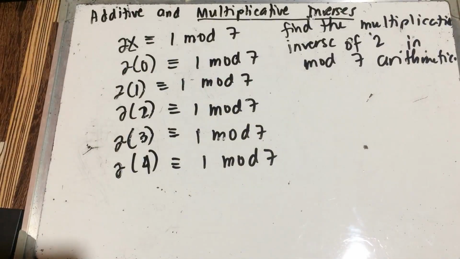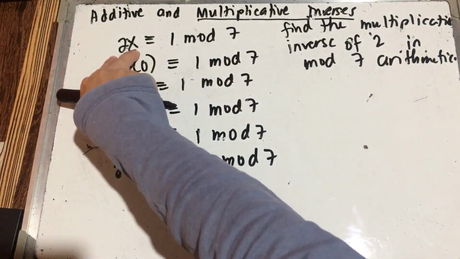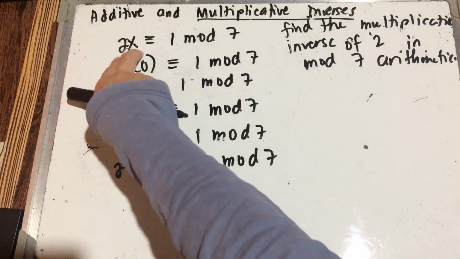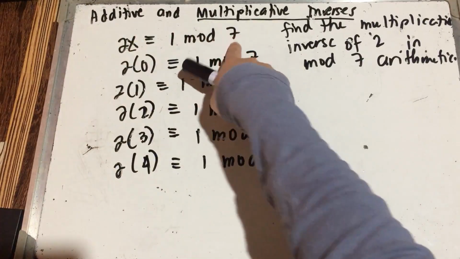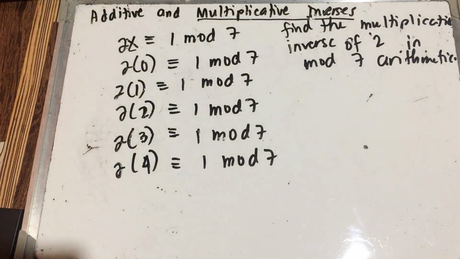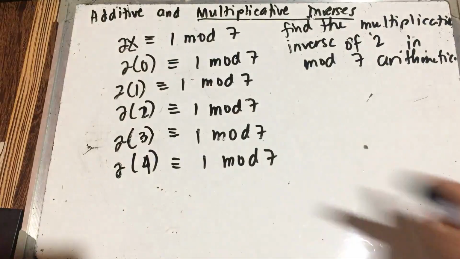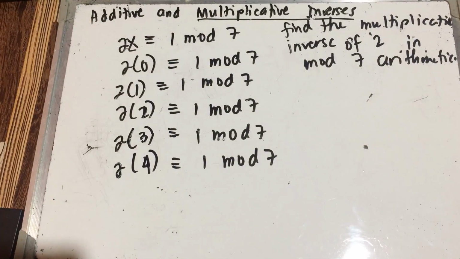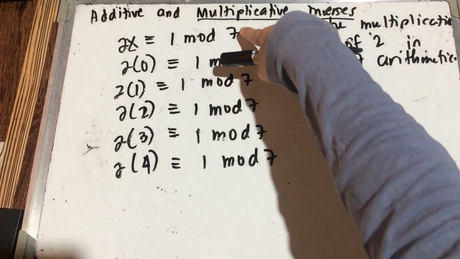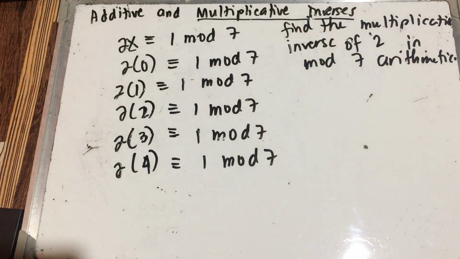When you divide the product by the modulus, the remainder must be equal to 1, so that we can say that it is the multiplicative inverse of 2. So we will test the possible values of x. The possible values of x are easy to find: it must be from 0 to n minus 1. Our n is 7, so up to 6. So, from 0 to 6.